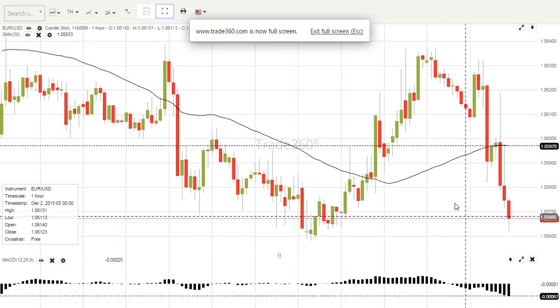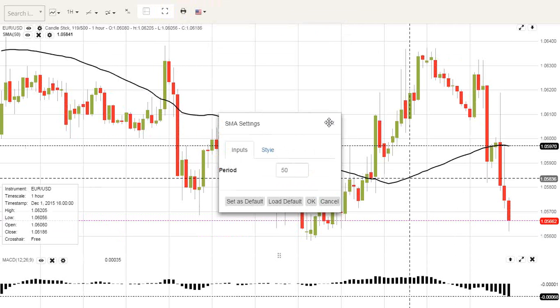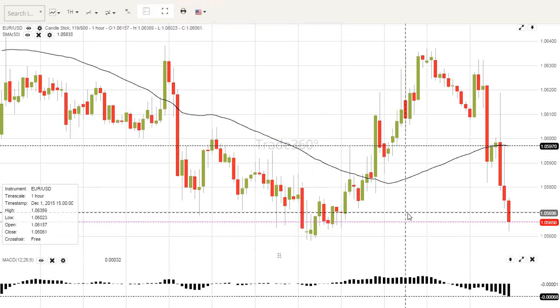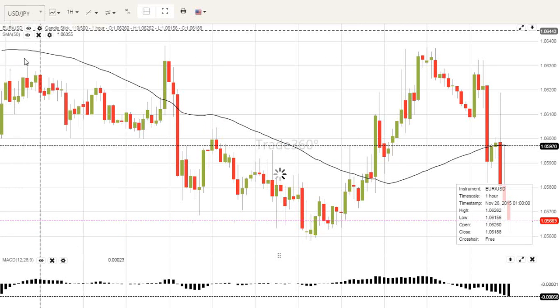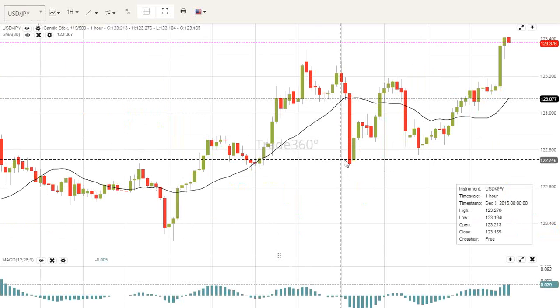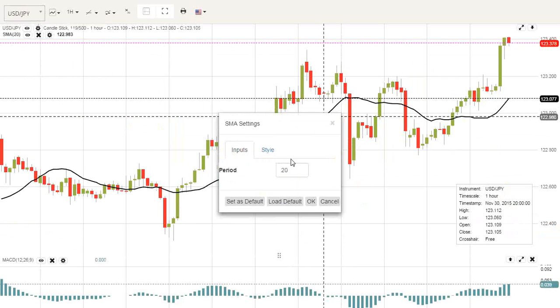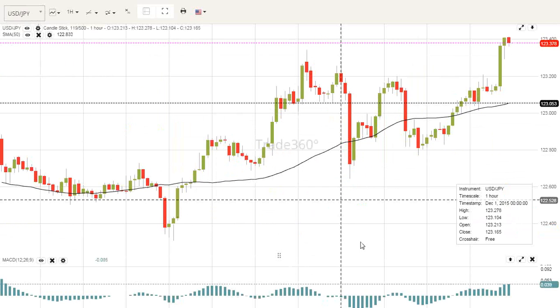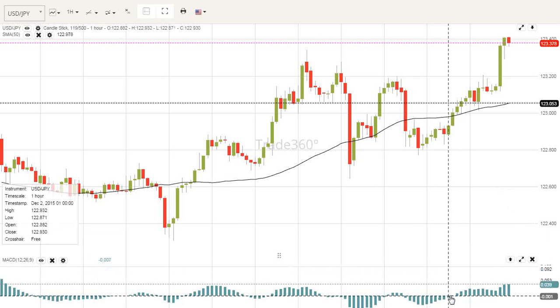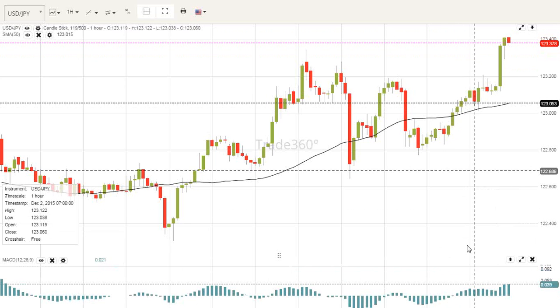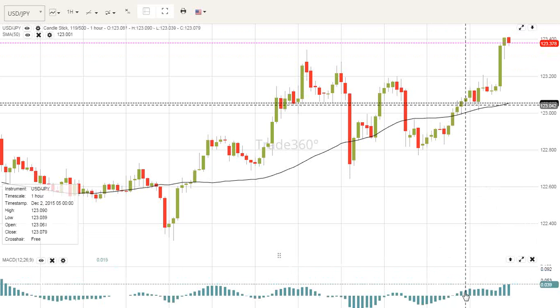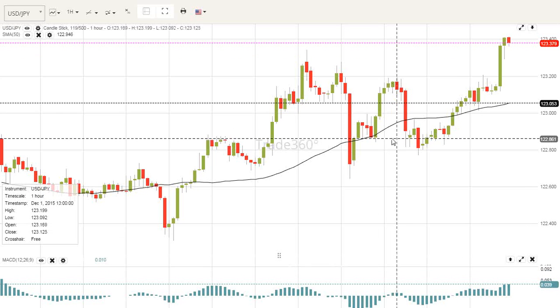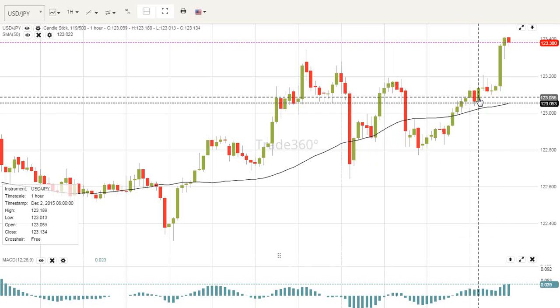So we are using the 50 moving average, and there it is for USD Japanese yen. Looking at the USD Japanese yen, we can see that the pair has been above the zero line, which is a bullish signal for MACD. Then the moving average is pointing upwards. So again, it is a bullish sign.